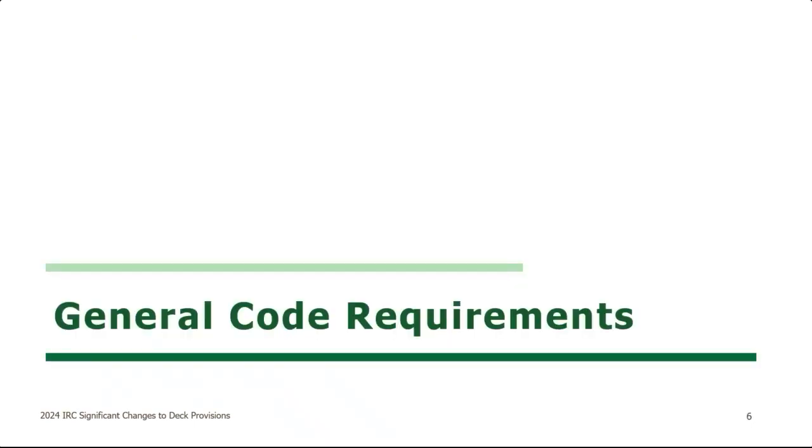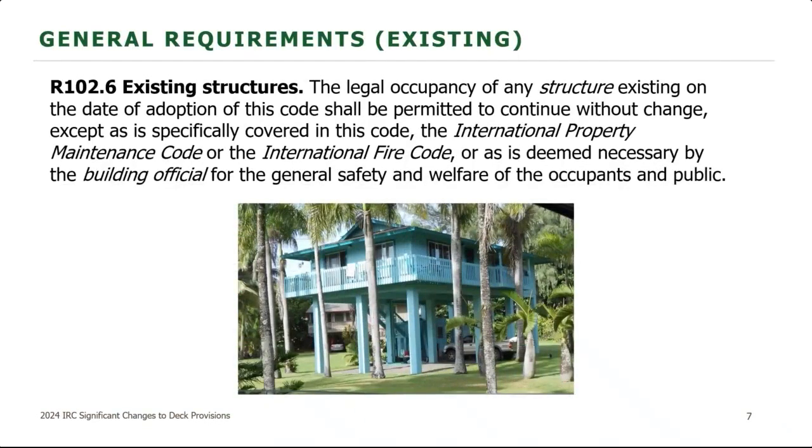So let's just get into some basic code requirements before we get into the actual deck code requirements. These next sections apply to all construction, but I'll probably make some comments on how they fit in with decks in particular. So this is a basic code section that's very important for decks. I'll note that while the text in this part did not change, the section number changed in the 2024 IRC. It went from R102.7 to R102.6. But this section basically says that existing structures can remain under the code in which they were constructed until something happens to it, right?